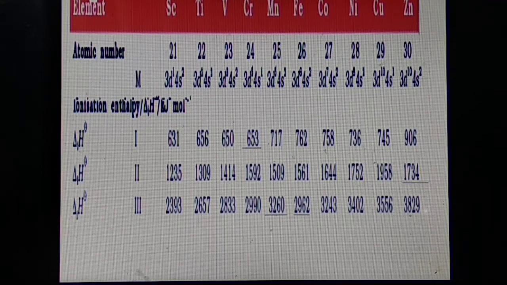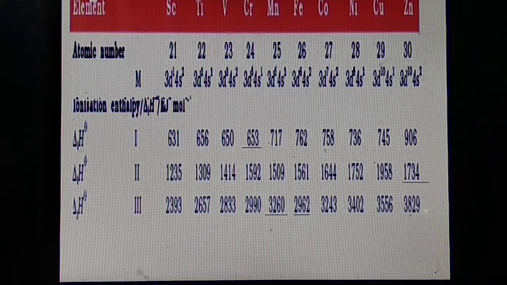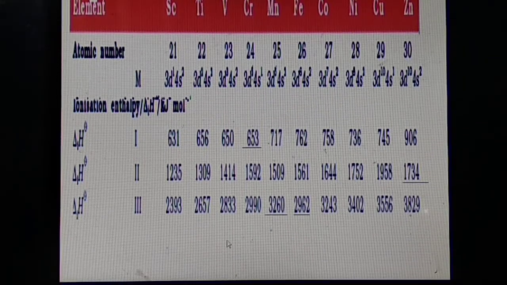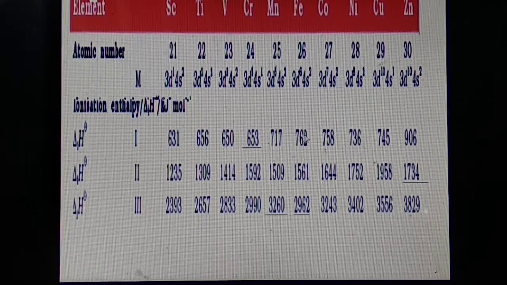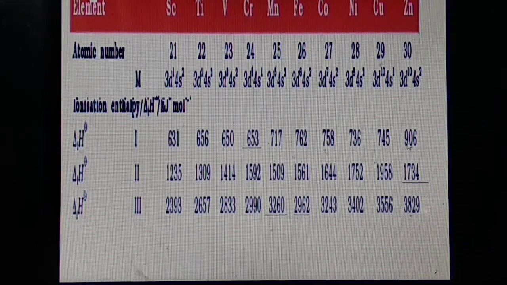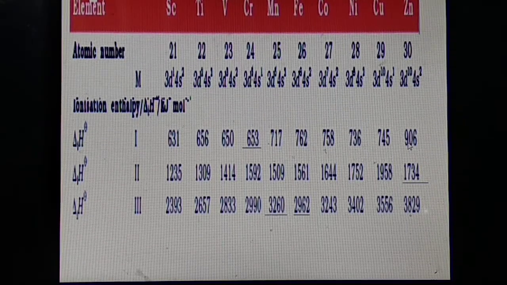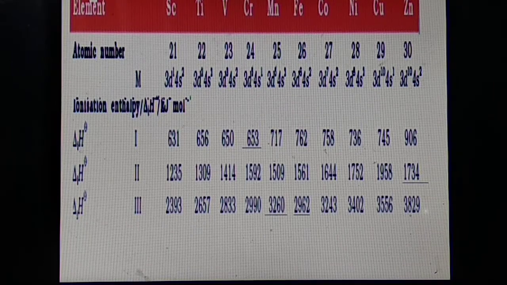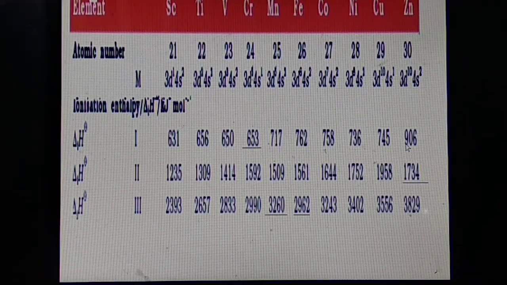Ionization enthalpy values are given here. First ionization enthalpies: scandium 631, titanium 656, 650, 653, 717, 762, 758, here decreasing. Next 736, 745 and 906, the last element of the 3D series, zinc, because all orbitals are completely filled. So a large amount of energy is required to release the electrons from the valence shell of zinc.